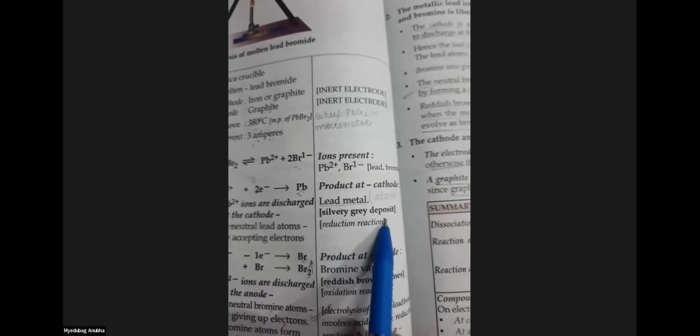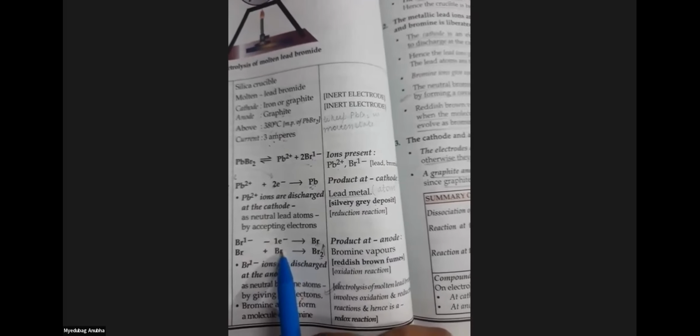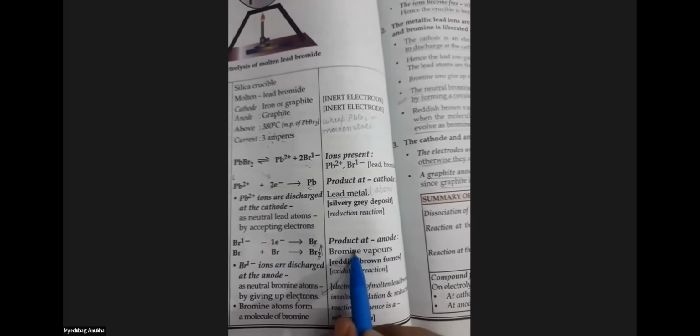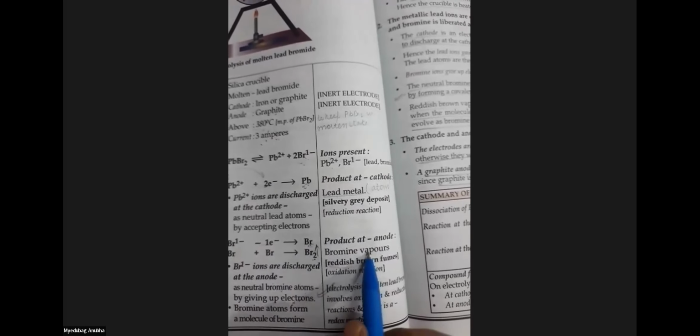Now, what is formed at which electrode? At the cathode, we are getting the lead metal. And how can we identify this lead metal? It must be a silver-gray deposit. Then, at the anode, bromine, we know very well it is a non-metal, will be liberated in the form of gas. Which color of gas? The bromine vapors will give reddish brown fumes, right?